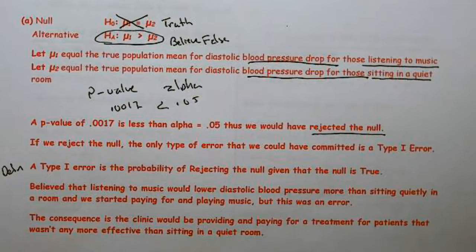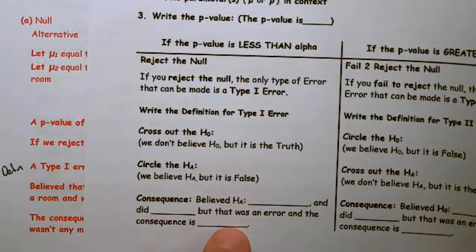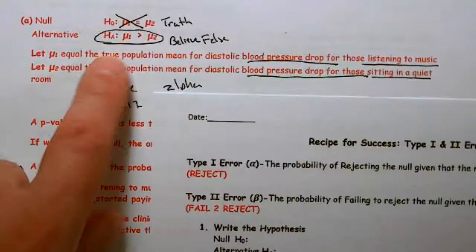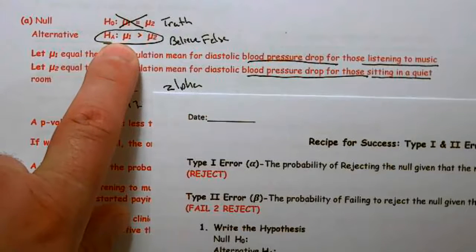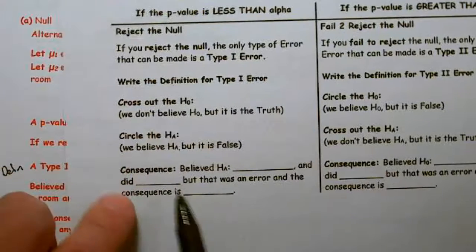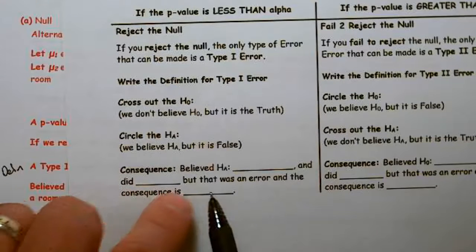Like, well, how did I get that from here? We believed this, so what did we do? We believed this, we believed that the pressure drop was greater for music than sitting in a quiet room. And as a result, we said, hey, we're going to play music. That's what we did. Right? You're going to have to fill in that blank. Then we're going to say, but that was an error.